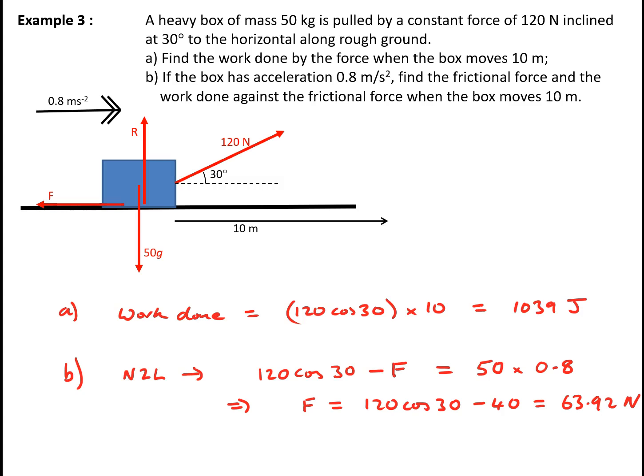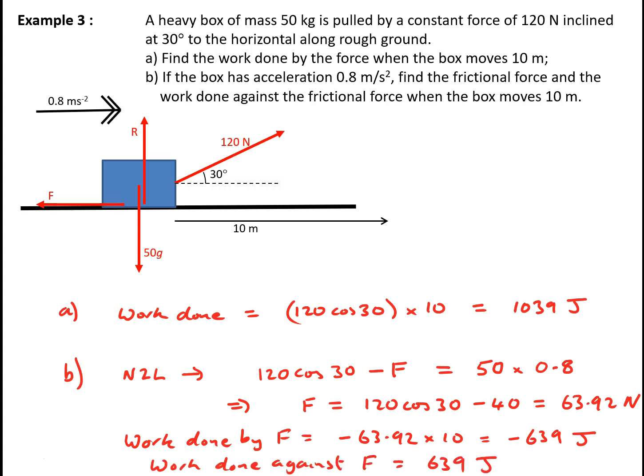And the work done against the frictional force when the box moves 10 meters. Well, when the box moves 10 meters, the work done by F is the component of F in the direction of the motion, which is minus 63.92, times the distance moved, which is 10. So the work done by F is minus 63.92 times 10, or minus 639 joules. So the work done against F is 639 joules.